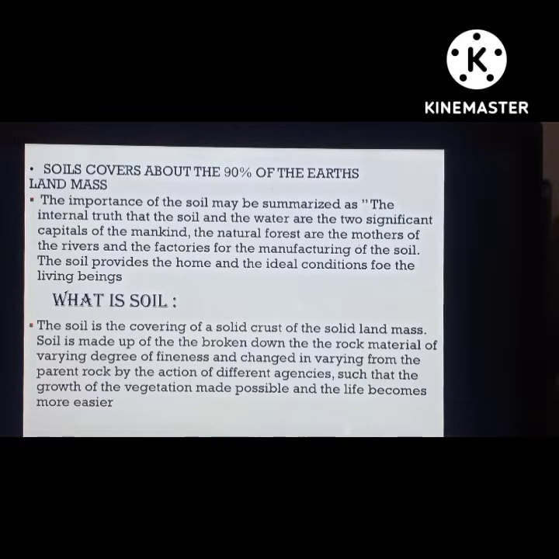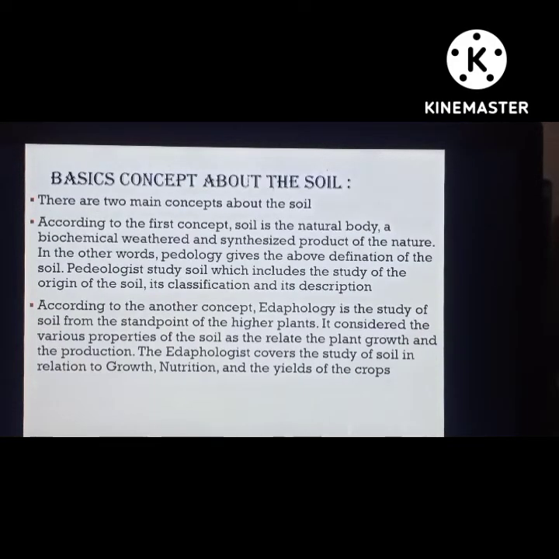Now, what is soil? The soil is a covering of the solid crust of the landmass. It is made up of broken down rock material of varying degrees of fineness and changed in varying form from the parent rock by the action of different agencies, such that the growth of vegetation is made possible and life becomes easier.